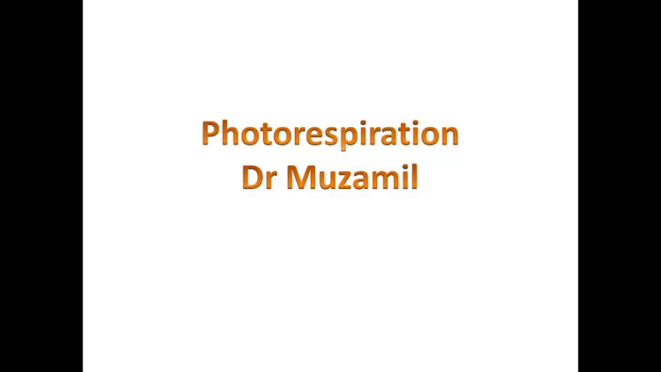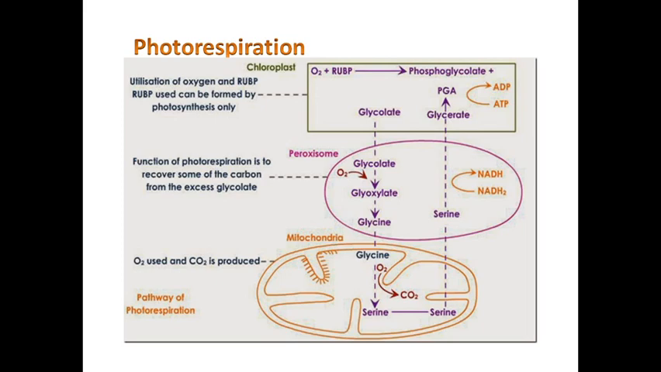Yesterday we read the Calvin cycle, in which carbon dioxide is fixed to give glucose. Fine, but in photorespiration what happens? RuBP, the primary carbon dioxide acceptor, combines with oxygen in the presence of Rubisco.